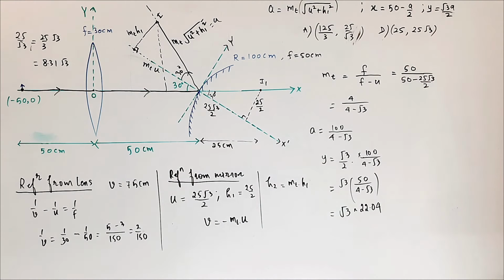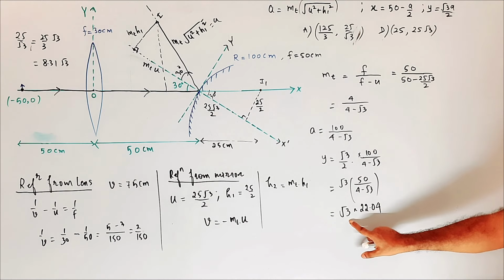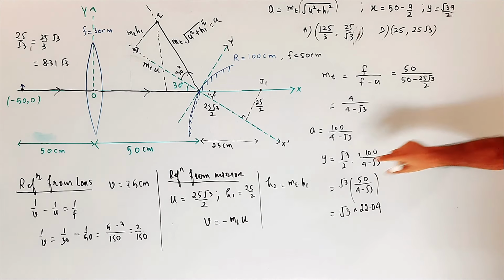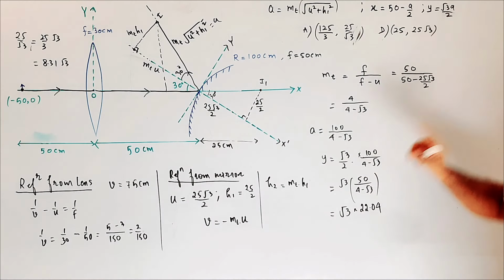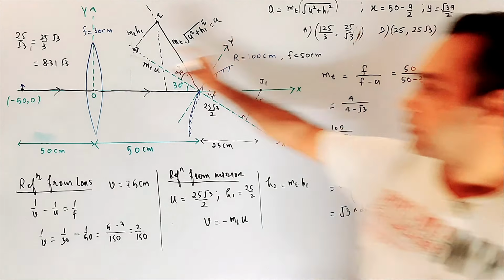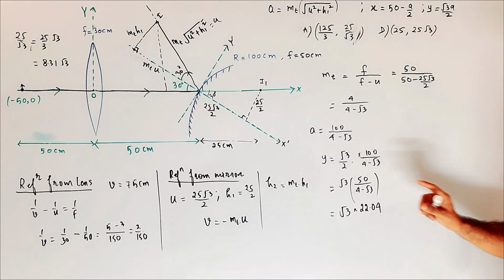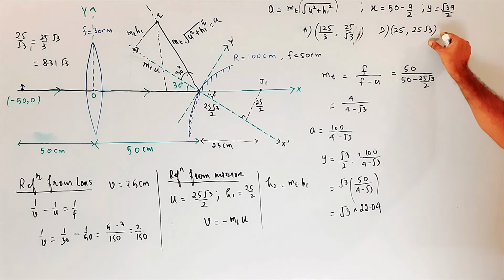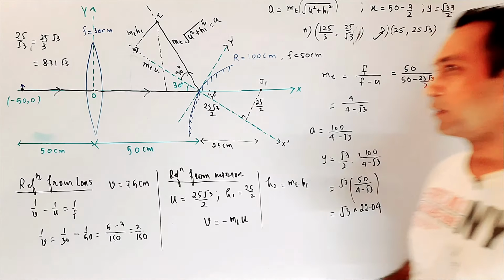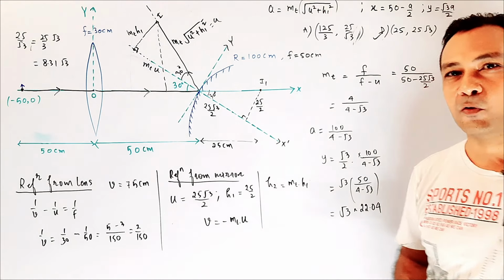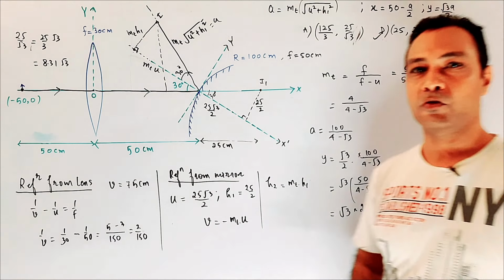So here y is equal to 22.04 root 3 from our calculation from the mirror equation, and of the two options, one is 8.31 root 3 and the other is 25 root 3. So our answer is very close to this answer, so we will take this answer D. So the correct answer for this question is 25, 25 root 3. Thank you.